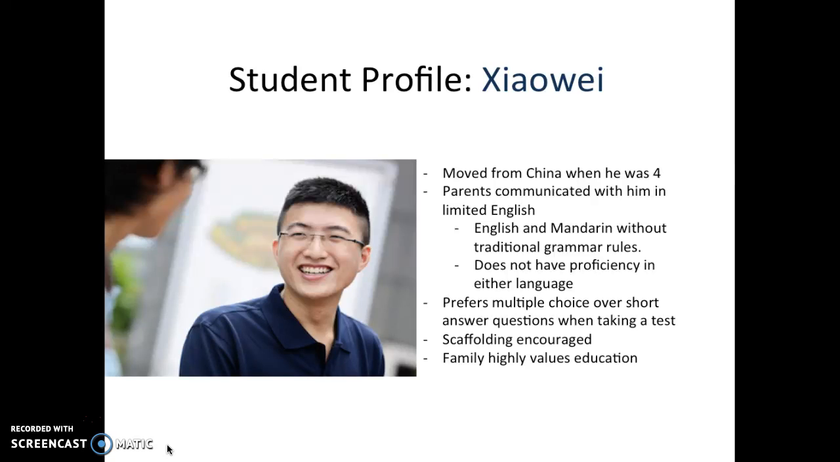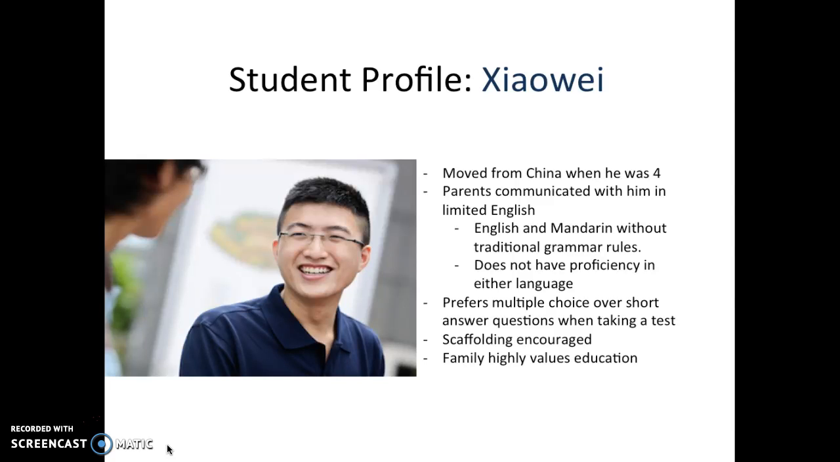Our third student profile is Xiaowei. As mentioned in iLearned, Xiaowei's parents moved to the United States from China when he was about 4 years old. At this age, he was still in the process of acquiring Mandarin Chinese, his first language. His parents are actively involved in the process of learning English.